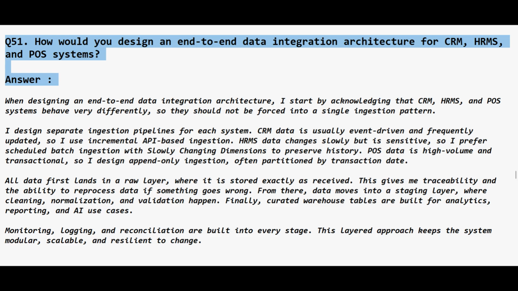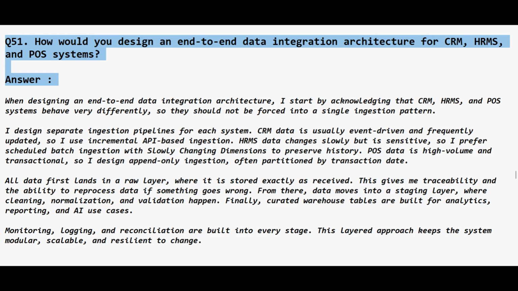CRM data is usually event-driven and frequently updated, so I use incremental API-based ingestion. HRMS data changes slowly but is sensitive, so I prefer scheduled batch ingestion with slowly changing dimensions to preserve history. POS data is high volume and transactional, so I design append-only ingestion, often partitioned by transaction date.